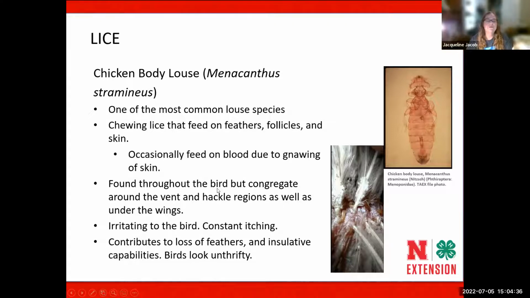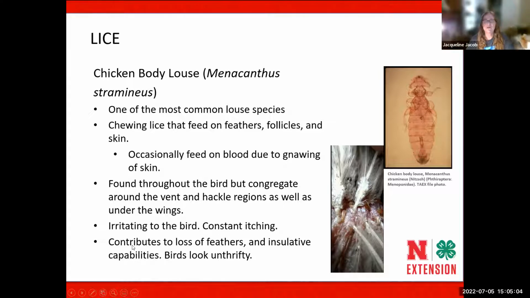They are found throughout the body of the bird, but tend to congregate around the vent, which is of course in the rear end, and the hackle regions, which are in the neck, as well as under the wings. They're very irritating to the bird because of the gnawing on the skin, and give them a constant itching, which makes them very uncomfortable.